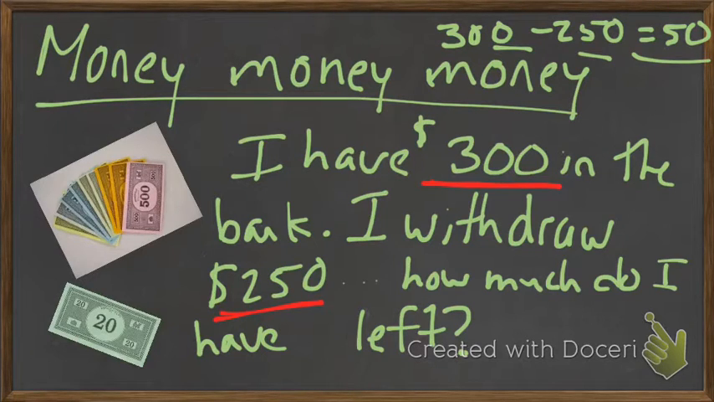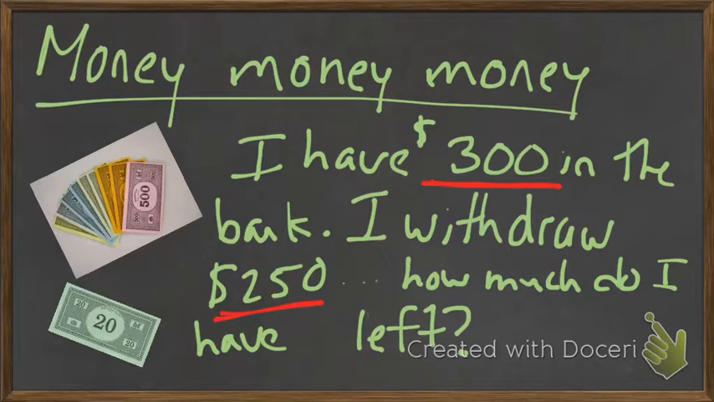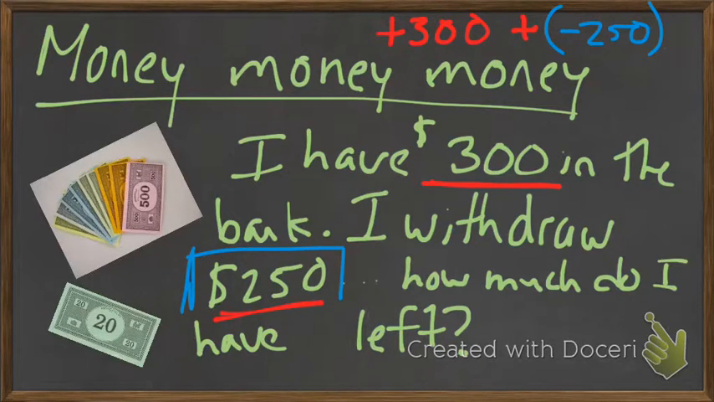Now, if I wanted to turn this into a question about integers, I would have to do it in a slightly different way. The money we're going to start off in the bank is going to be positive. I'm plus 300. I'm going to add a negative value. That sounds really weird, I know. But I'm going to add negative 250. Why? Because I am withdrawing 250. I'm taking 250 away from my bank. I still end up with the same value, though. I still end up with 50.